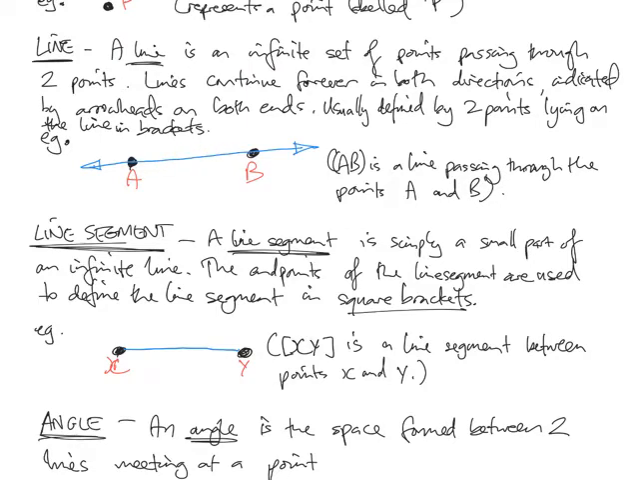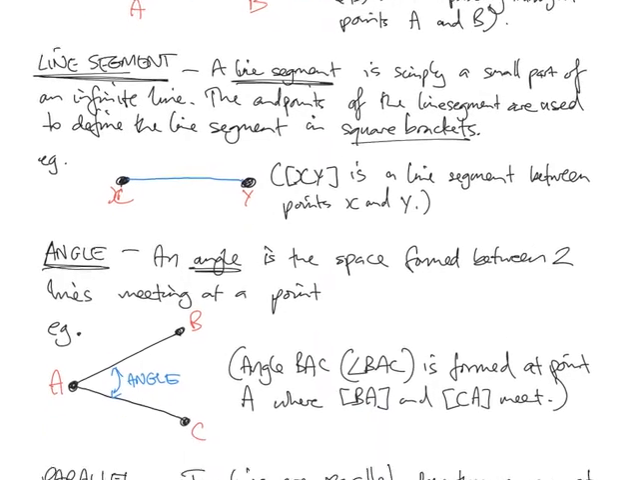Okay, and because it goes through the points A and B, it's defined by those 2 points. So in this case, because this blue line goes through points A and B, we define it using these curved brackets, and this is a line AB because it passes through the points A and B.